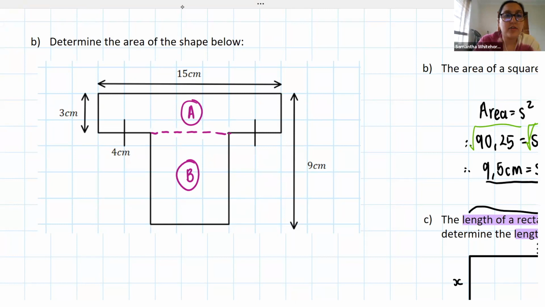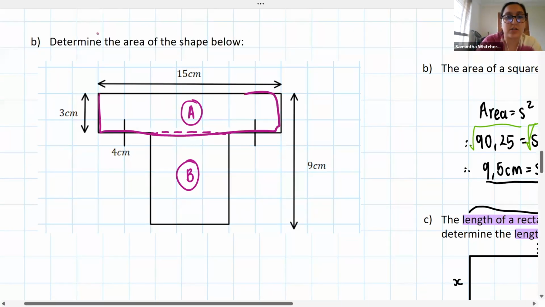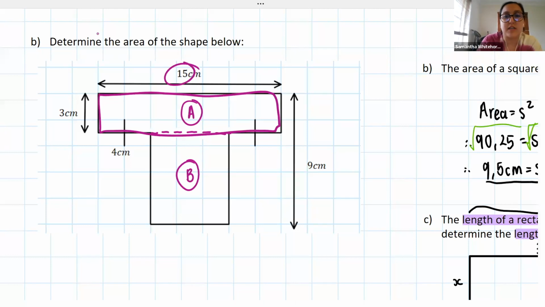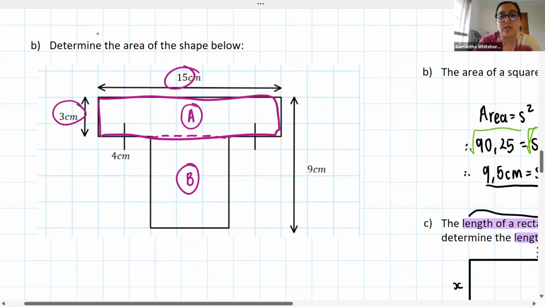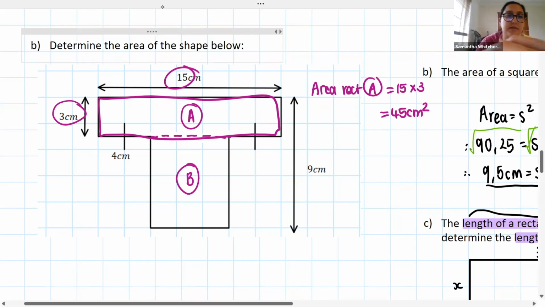Okay, so if we have a look at our first rectangle, it's this long, skinny rectangle at the top. Its length is 15. Its breadth or width is 3, nice and easy. So the area of rectangle A, I've labeled it A, is going to be 15 times 3, which is 45 centimeters squared. Nice and easy, done with that.